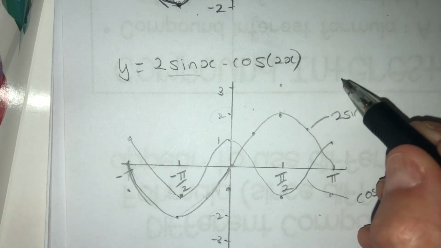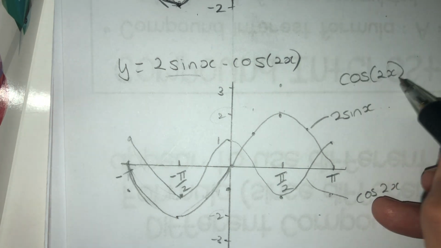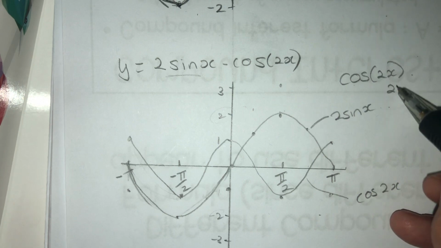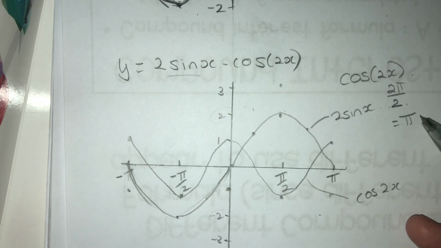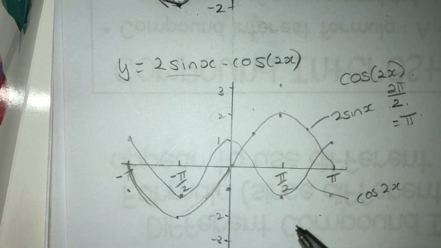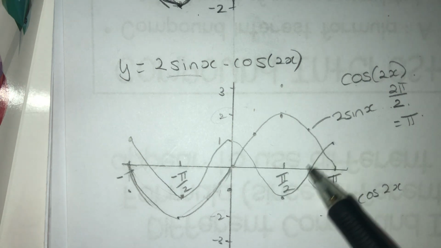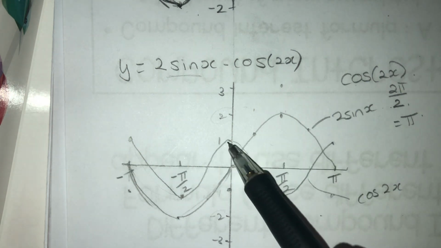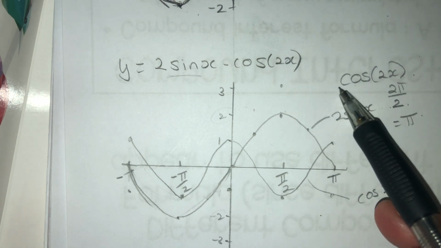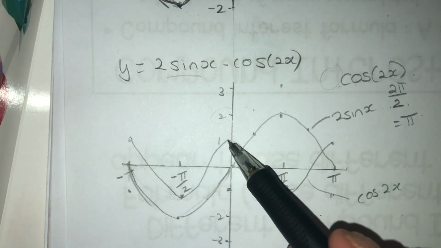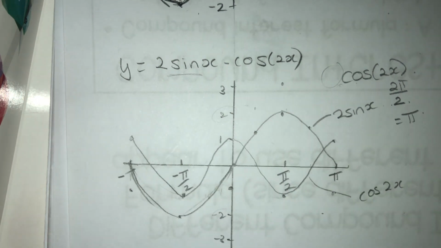Okay, but this time we have cos of 2x. So that is going to mean that our period is 2 pi divided by 2. So our period is pi. So we have to go a full cycle of cos within pi. So I've started up at 1, because there isn't any amplitude, it's just at 1, and I've done my normal cos, and then I've come down on the other side.